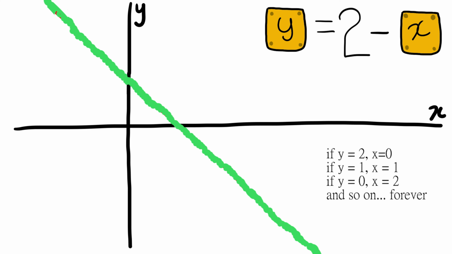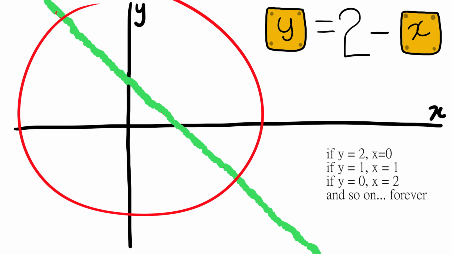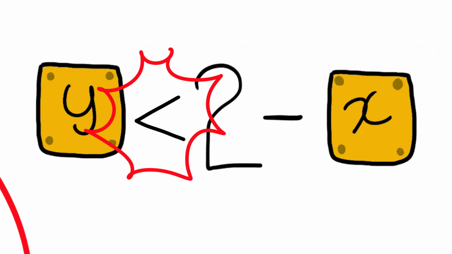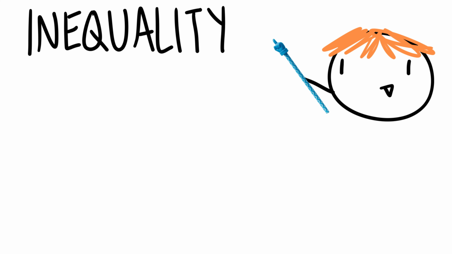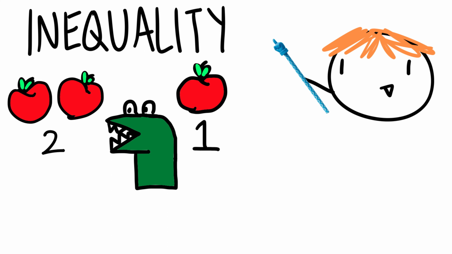Okay, so now that you have learned a crucial part of algebra called variables and graphing, let's make it more challenging. Let's get rid of that equal sign and add an inequality instead. Introducing inequalities. So we know that 2 is greater than 1. Mathematically, we can label that as 2 > 1. Think of the inequality symbol as a hungry alligator. The hungry alligator always wants more.